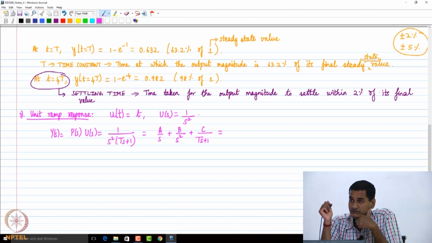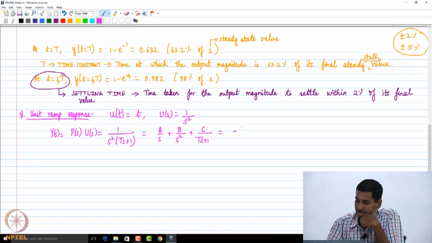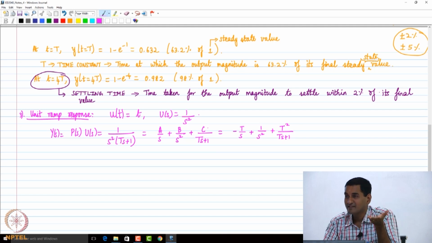A equals minus T, okay, B equals 1, C equals plus T squared or minus T squared? Is it okay? So how did we calculate? Let's go from C, okay.